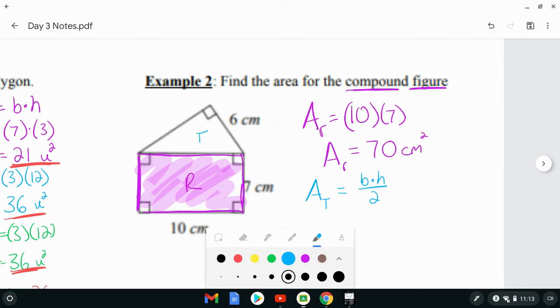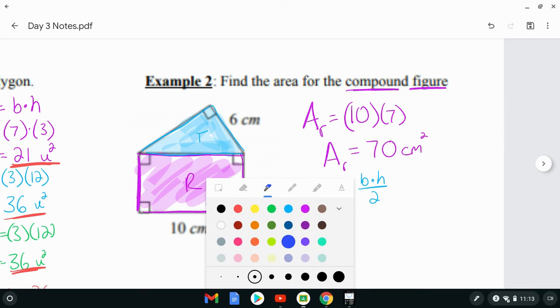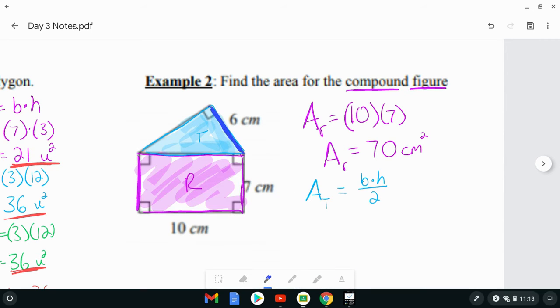Remember that for the triangle, when you're talking about base and height, those two things have to meet at a 90-degree angle. If you notice, we have our three sides here, but the only two that meet at a 90-degree angle are right here. So we have the base here and we can make the height here. Let's call this one the base.